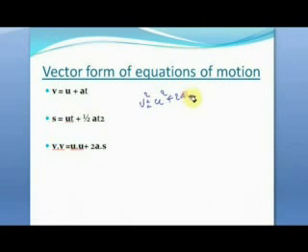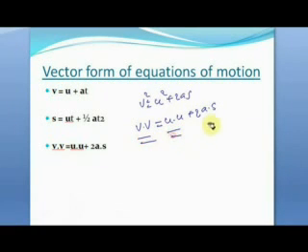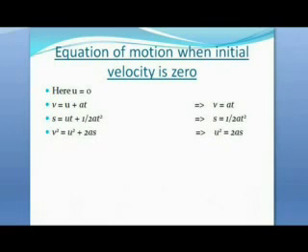Similarly, we had equation v square is equal to u square plus 2as. We can think of it as dot product of v into v, which will be equal to u dot u plus 2 into a dot s. So here all the three terms are scalar. So in this way we can visualize the equation that we have derived earlier in their vector form.